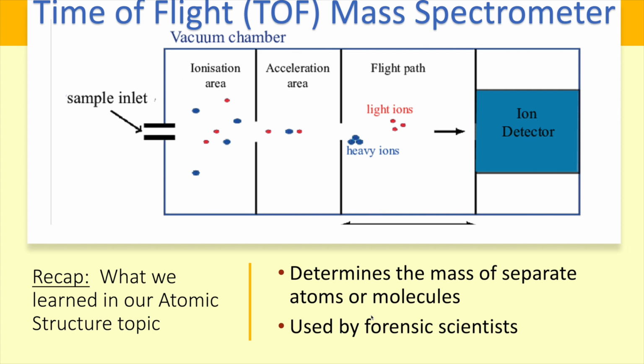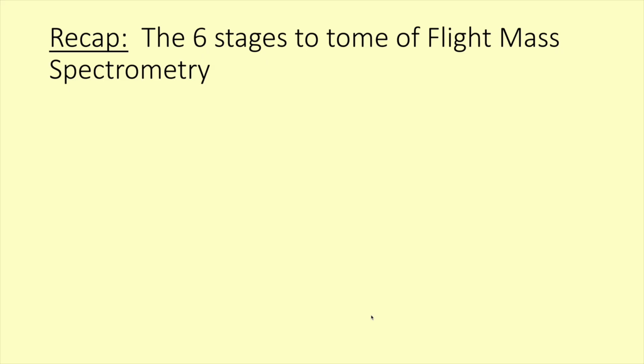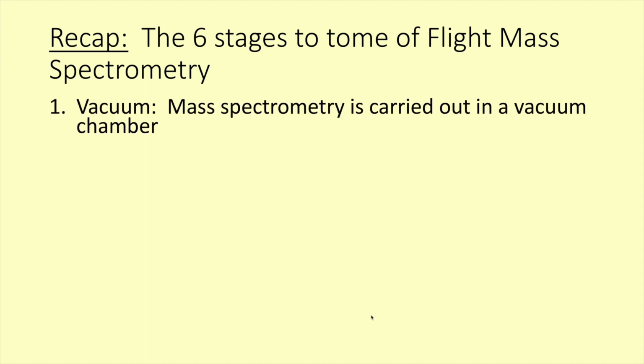So we looked at why we use mass spectrometers, so in order to determine the mass of separate atoms or molecules, and we also discussed that forensic scientists can use mass spectrometers in order to help them uncover what they are after. We looked at the 6 stages of the time-of-flight mass spectrometer. So the vacuum is the first stage, so all of our mass spectrometry is carried out in a vacuum chamber. Give you a moment to think about why that was.